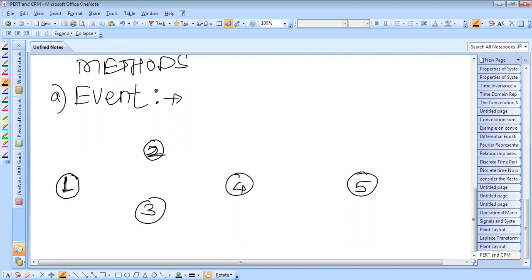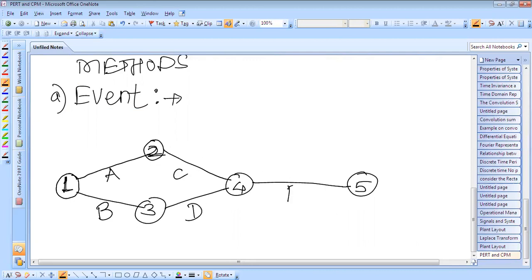So this event starts first. Suppose it is joined like this. We will go into the details. We will give names to these activities: activity A, activity B, activity C, activity D, activity E.